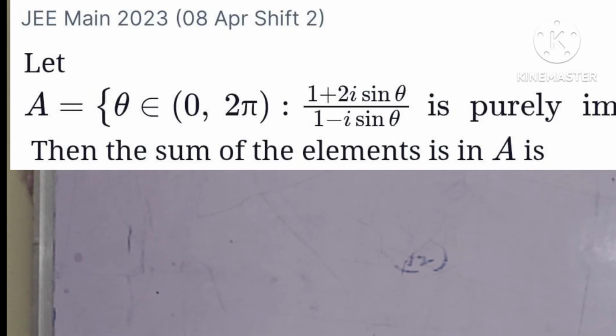Let A be the set of theta belonging to 0 to 2 pi such that 1 plus 2i sin theta by 1 minus i sin theta is purely imaginary, then the sum of the elements in A is. So this sum is a similar sum.